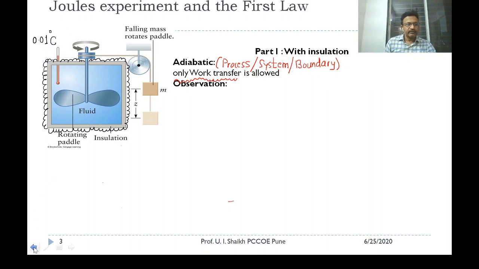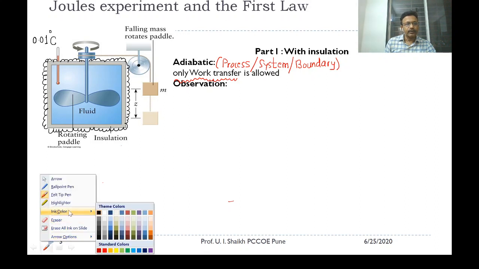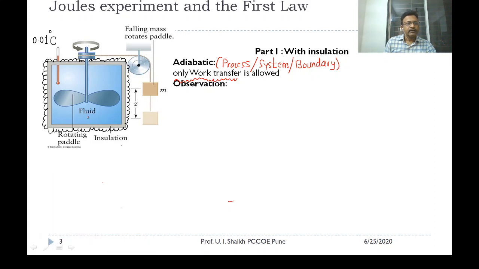And he conducted this experiment with different types of fluids. He tried different liquids like water, oil, etc. He also tried different gases like air, oxygen, etc. He even tried tiny metal balls for the experiment. And the procedure of the experiment was very simple. Just drop the weight through height z and observe the change in temperature.